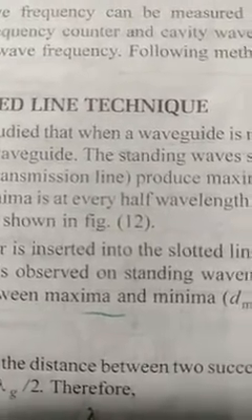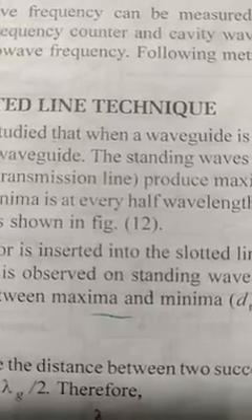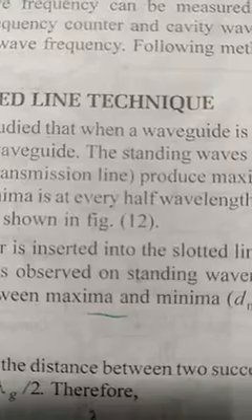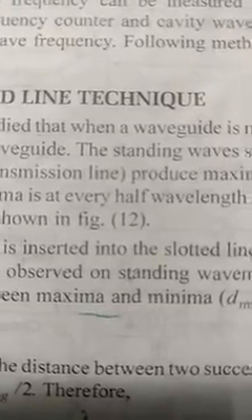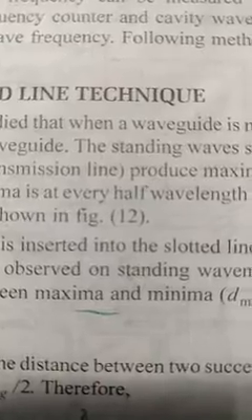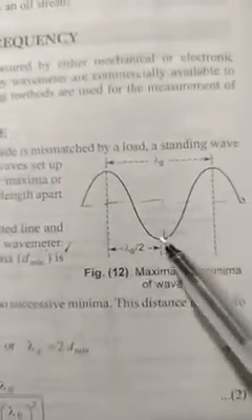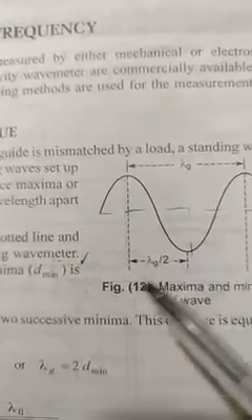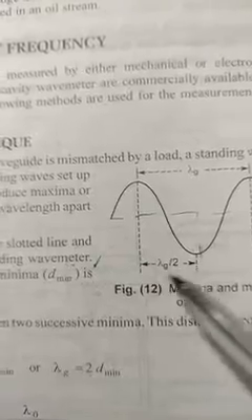So how do we take it? On the slotted line carriage, the probe is moved from the load side to the source side, and we observe one minima and one maxima. The distance between the maxima and minima will be lambda g by 2. So this formula we will use to calculate.